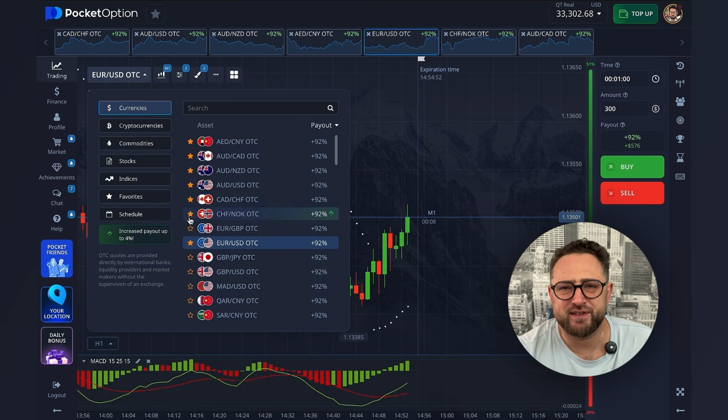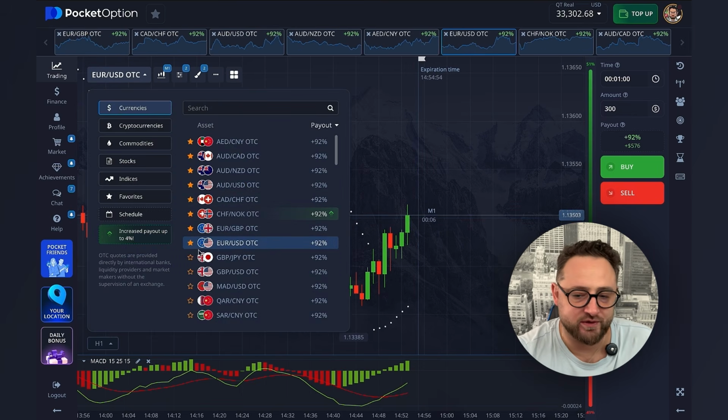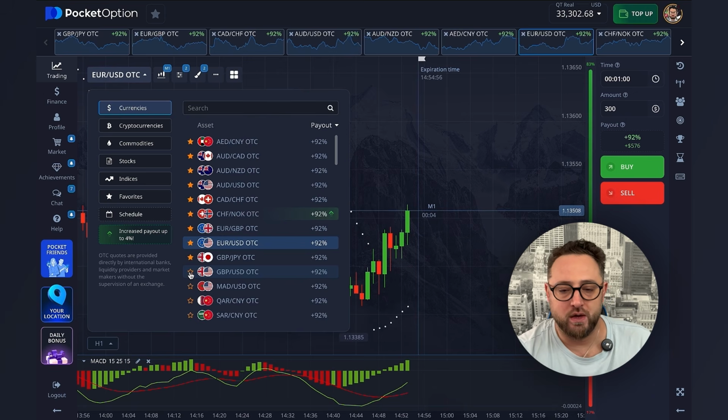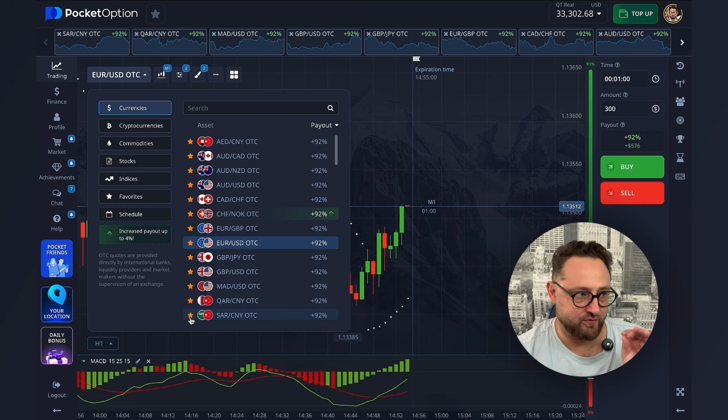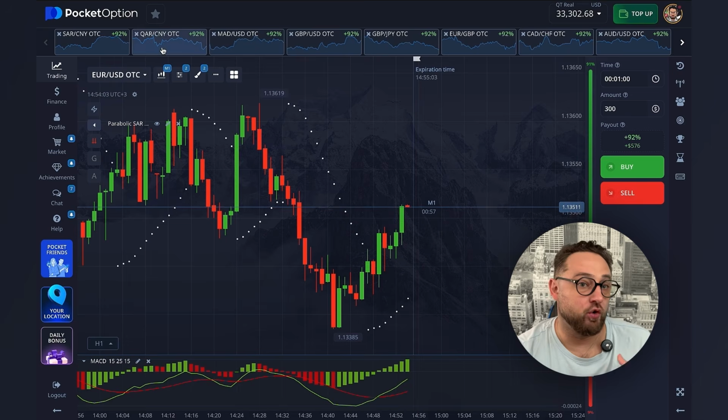Always stick to pairs with 92% payouts. Don't waste money on low return pairs. This is the rule you need to remember and always use.